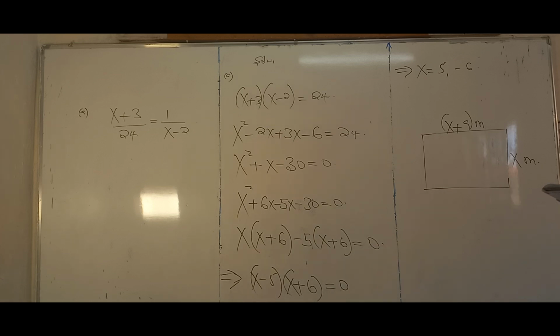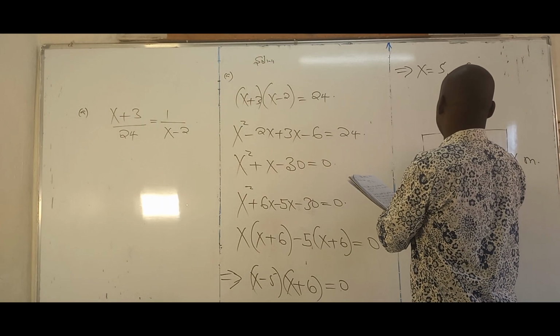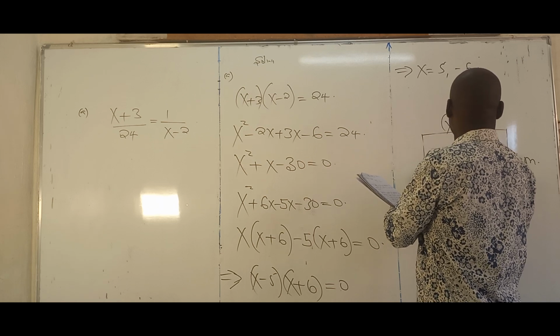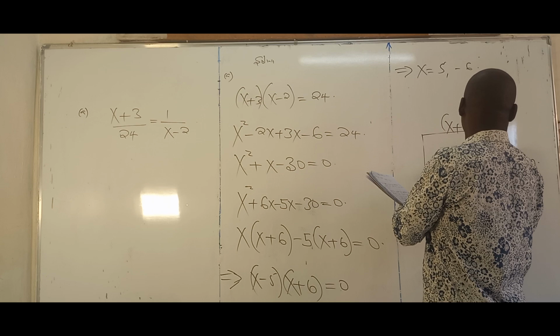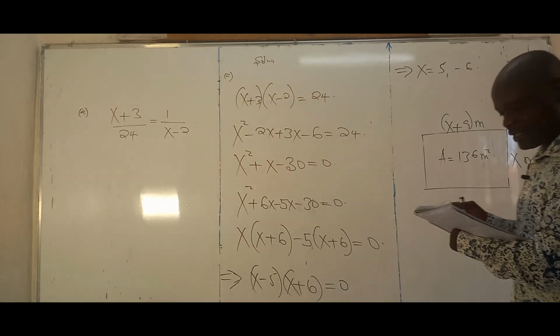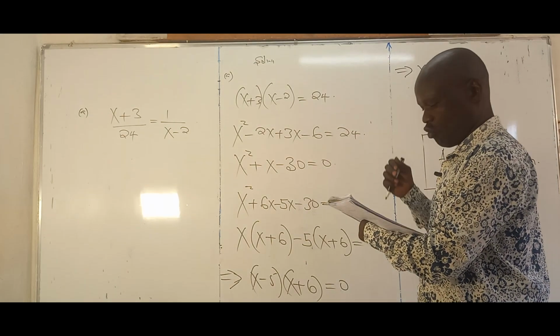So we are told the area, now the length of a floor of a rectangular hall is 9 meters more than its width. The area of the floor is 136 meters squared. Now, this area here, we are given to be 136 meters squared. Now, in this sense, we are asked, calculate the perimeter of the floor.